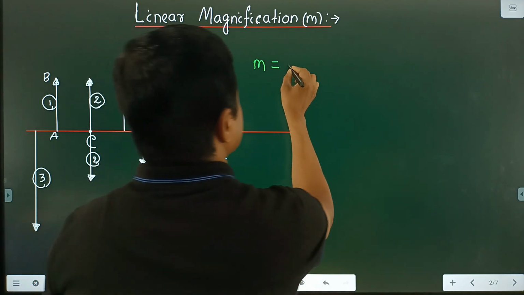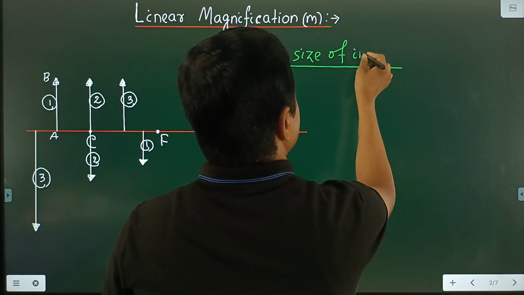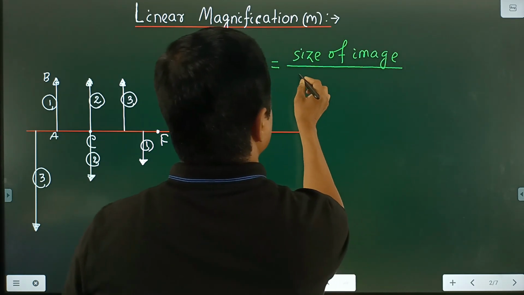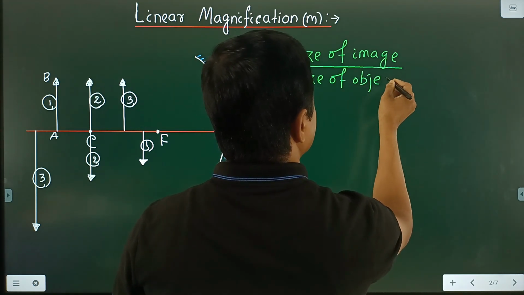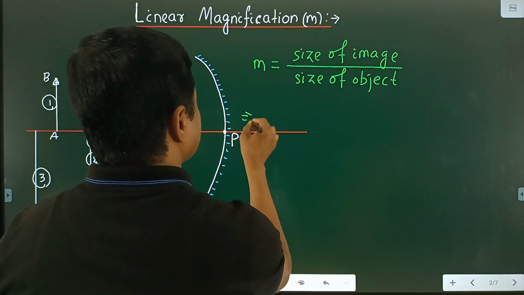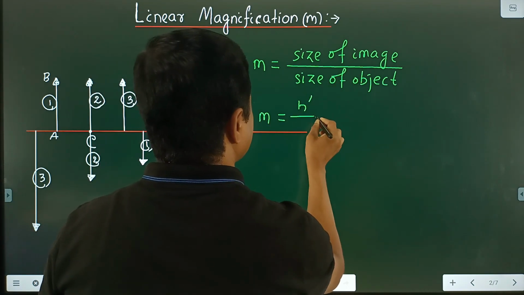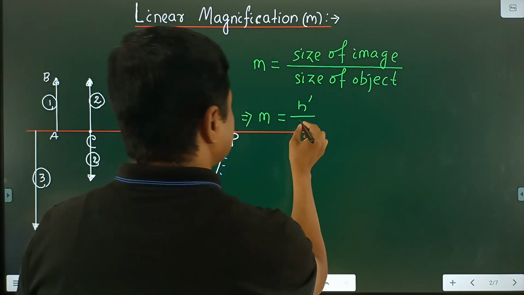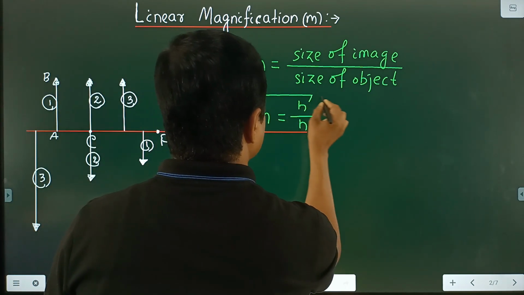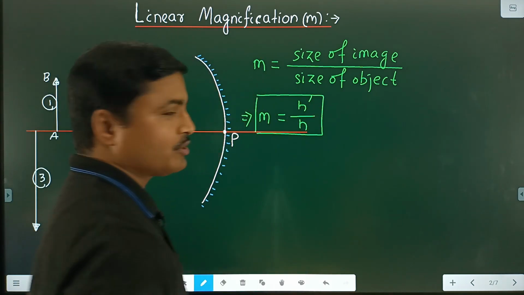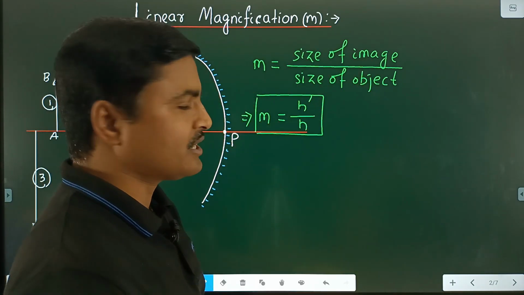M is equal to the size of the image divided by the size of the object, that implies linear magnification M is equal to the size of the image, we write, suppose, H prime, this size. The size of the object we write, suppose, H, meaning A to B. So finally we write linear magnification M is equal to the ratio between the size of the image and the size of the object, and this is the expression of linear magnification.